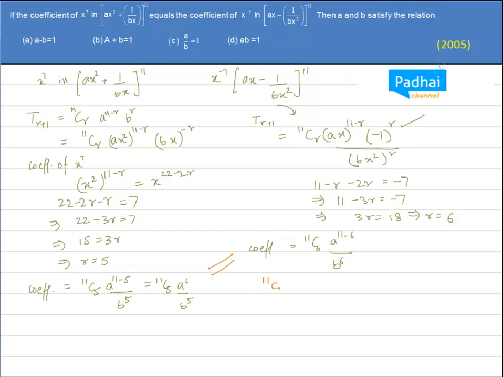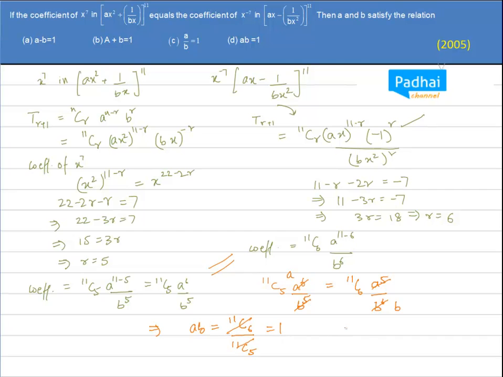So basically these two are given to be equal. That means 11C5 a^6 by b^5 is equal to 11C6 a raised to power 5 b raised to power 6. You see, I can cancel these terms. This will be a over here and b over here. So that implies ab is equal to 11C6 by 11C5.